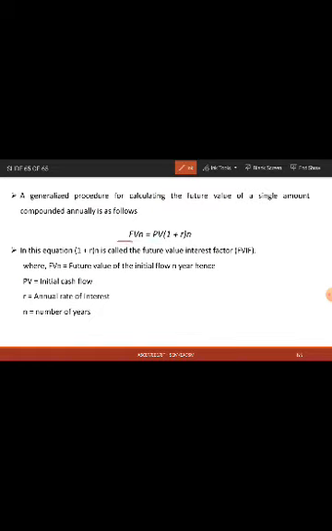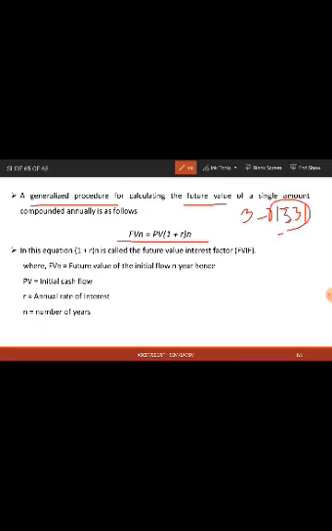So FVN is equal to PV multiplied by (1 plus R) to the power N. That is called the generalized procedure for calculating the future value. Future value is nothing but the value that we are going to get after completion of the years. Earlier, after completion of 3 years, the future value is 1331 rupees.